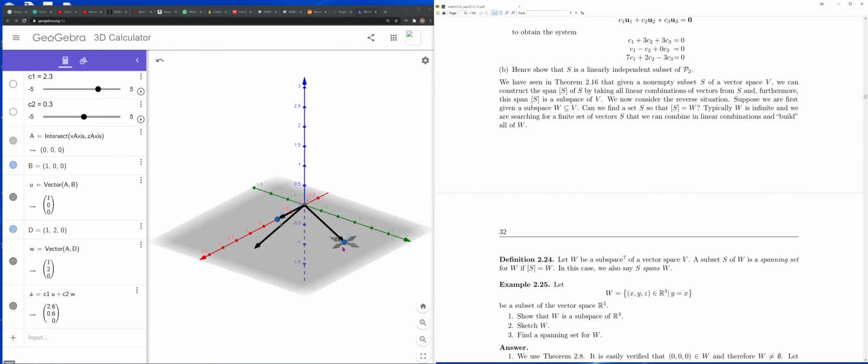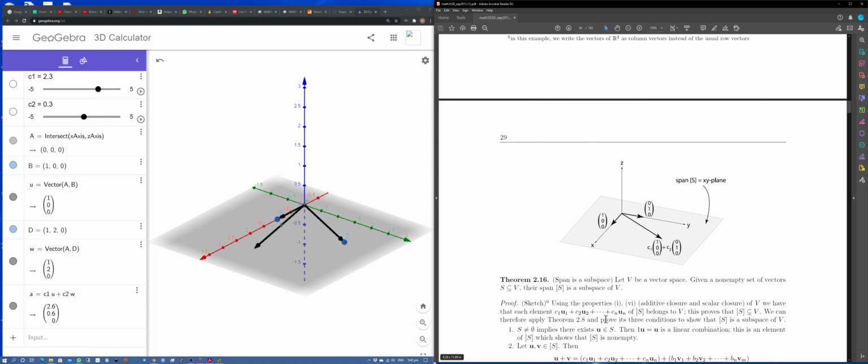So let's see if we could look at a next example of what a span and set would be. I'm going to go back to my xy plane. The xy plane is this xy plane over here, which is the same as this gray plane down here. And what I want to do is get a span and set for it.